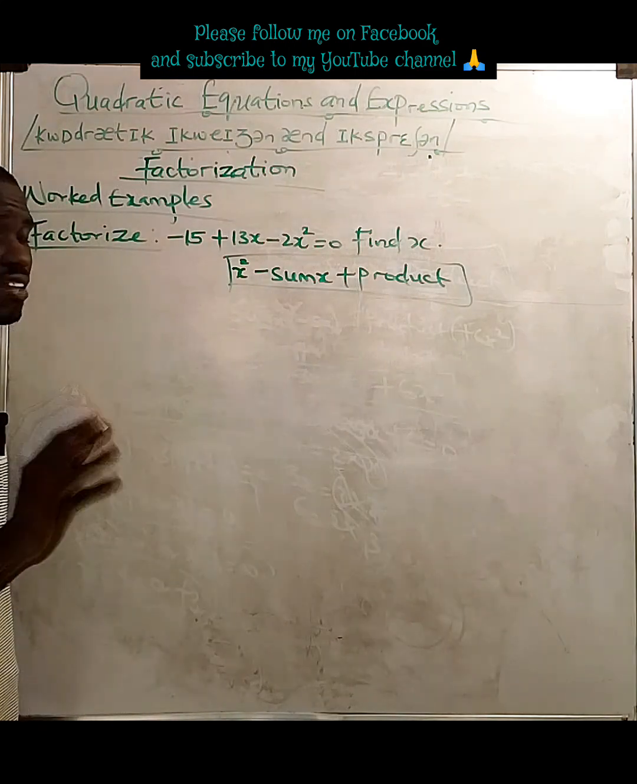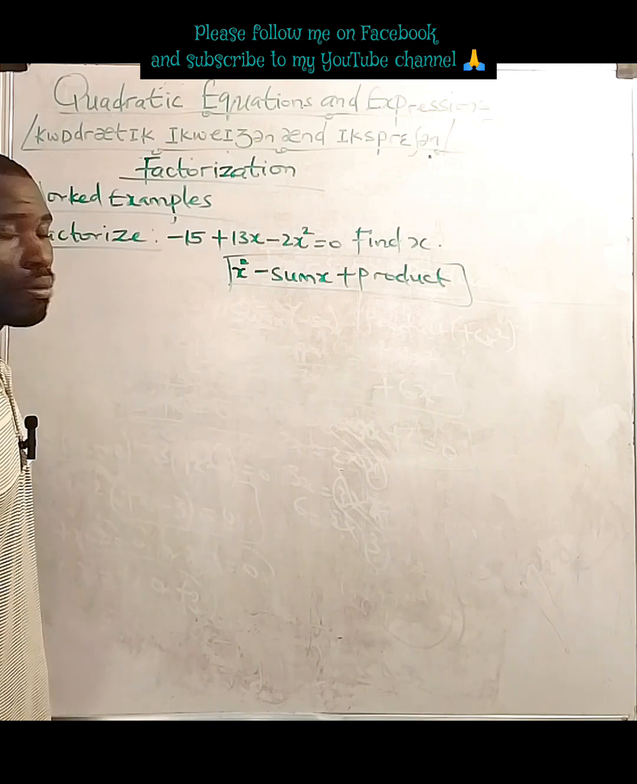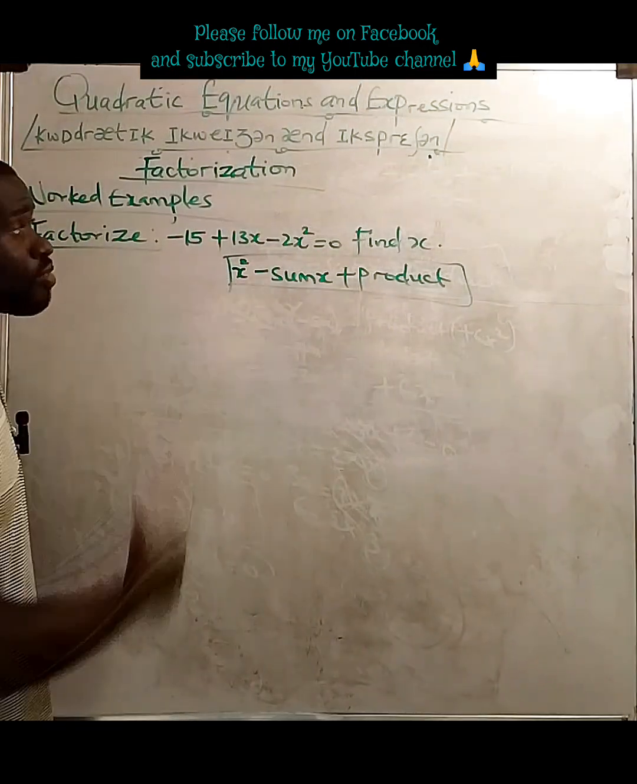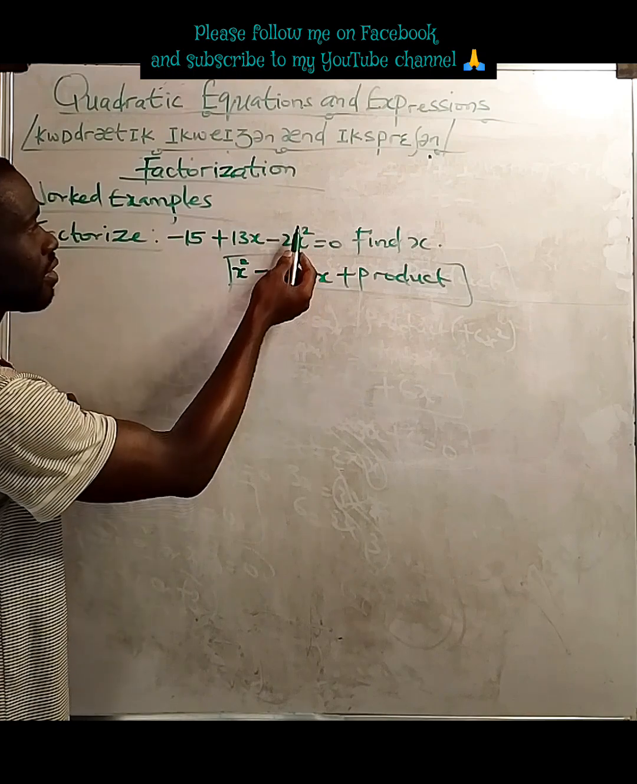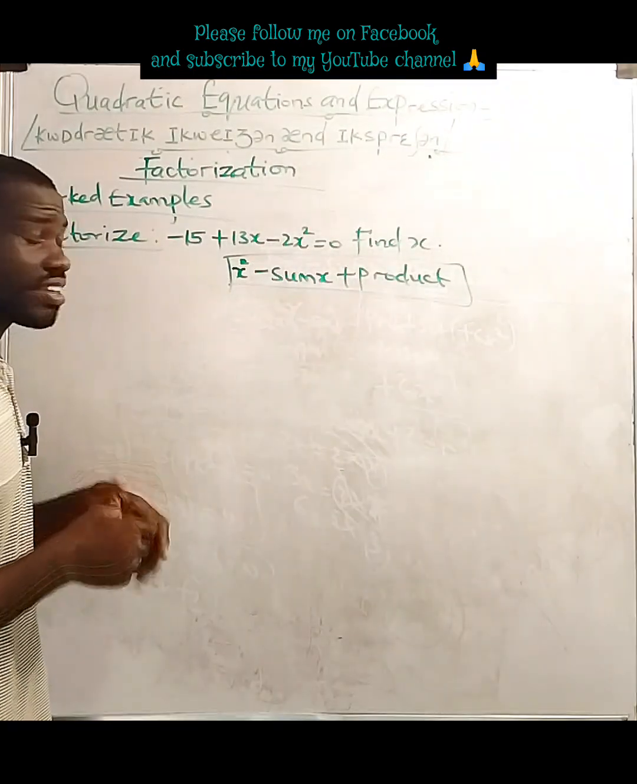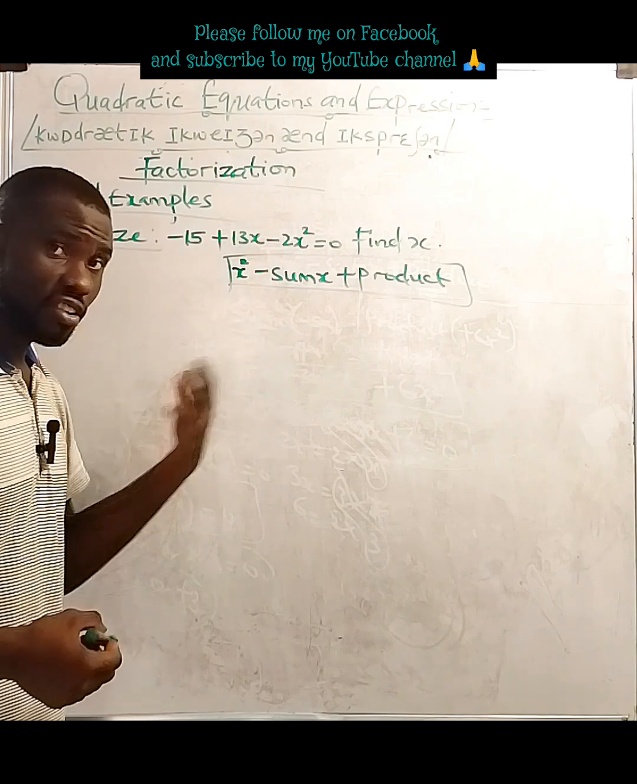So the first question you have to set is, what is the sum x? And after that, you look out for the product. But before we even start this, let's see if truly this is a quadratic equation. What do we have? The highest power we have is positive 2. This is a second degree equation. So truly it's a quadratic equation.